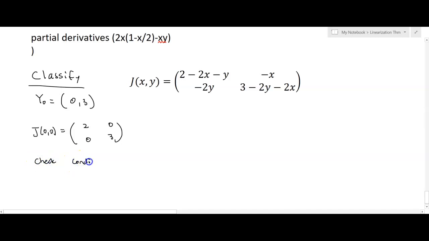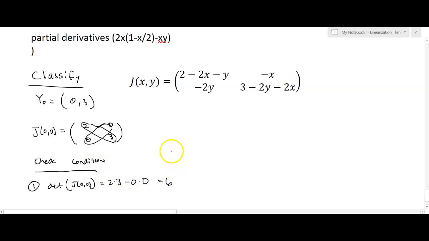Before I compute eigenvalues to classify this equilibrium point as a sink, source, saddle, spiral sink, or spiral source, I first need to make sure, 1, the determinant of J(0, 0), I need to make sure that this is not 0. So to find the determinant, it's 2 times 3 minus 0 times 0, which is 6. So clearly that's a non-zero determinant. We're in good shape to proceed.